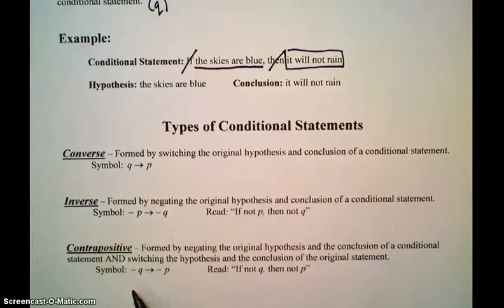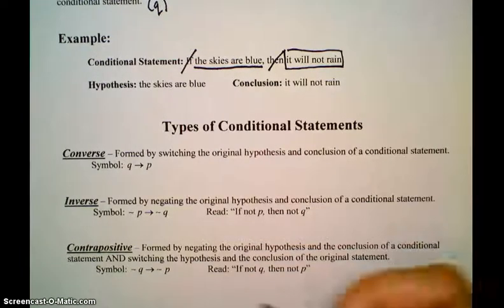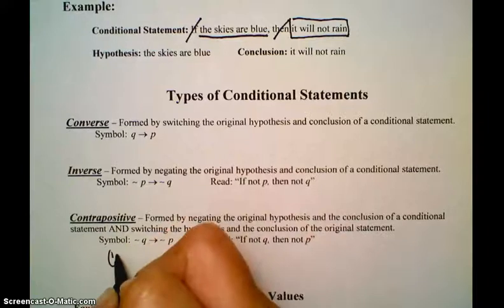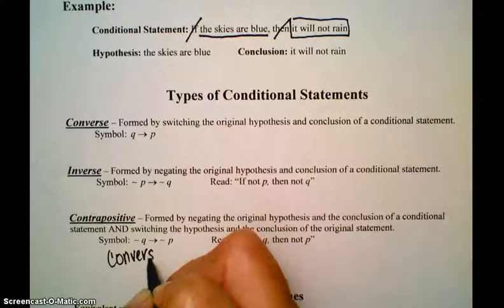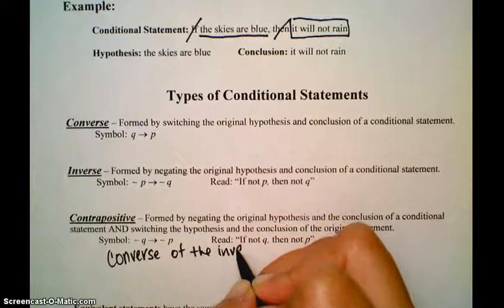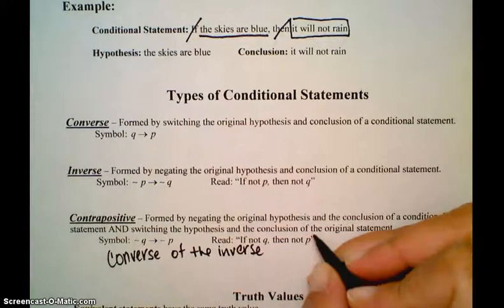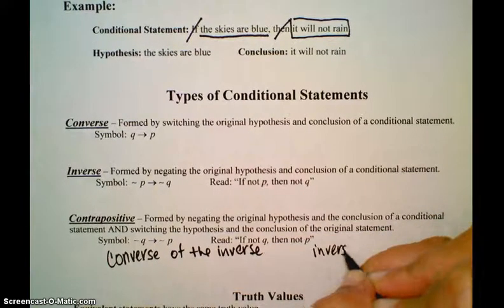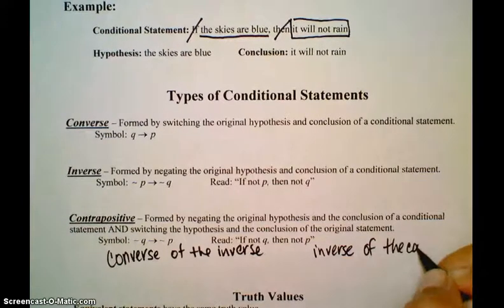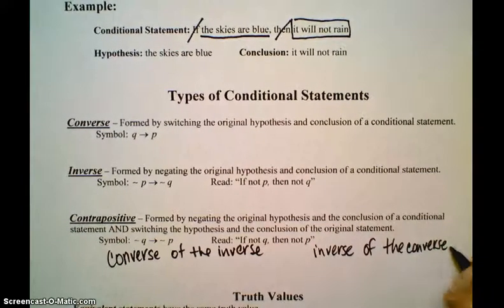Contrapositive, you switch the hypothesis and the conclusion and you negate them. Another way to look at contrapositive is, let me give myself a little bit more space here, converse of the inverse, or you could say inverse of the converse, which sounds a little crazy, but it might help you to remember.